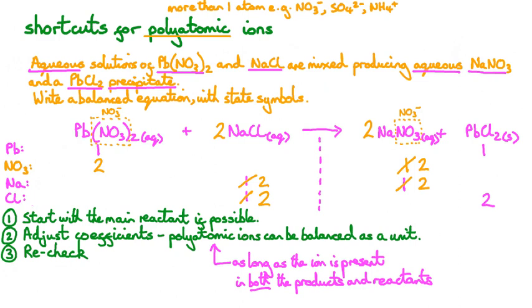And a quick recheck of all of our numbers shows that this is now our final balanced equation with state symbols. We now have a process by which we can try to balance equations and a handy little shortcut for when there are polyatomic ions involved. So let's use this on some questions.